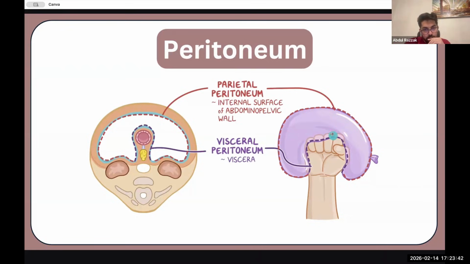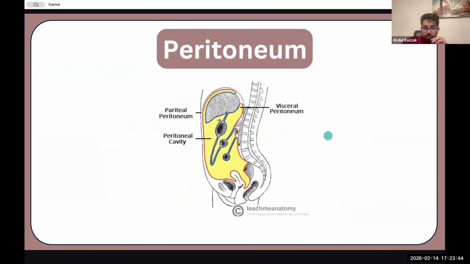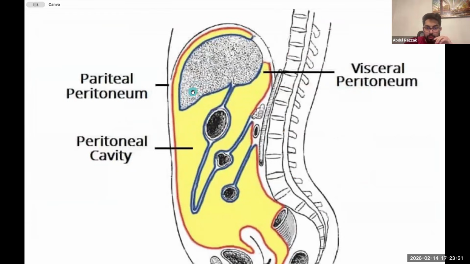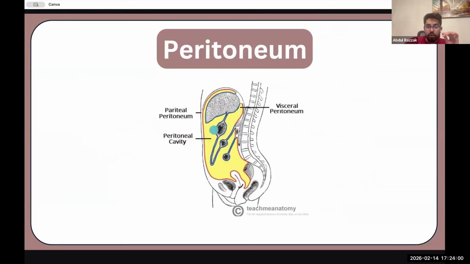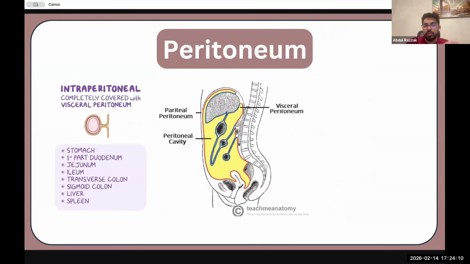Now, this is the side view of the peritoneum. As you can see, it is completely covering the abdominal organs. The blue color is indicative of the visceral peritoneum, while the red lining is indicative of the parietal peritoneum. As you can see, some organs are covered completely by peritoneum. Peritoneum is covering them all around, tamam? And these organs are called intraperitoneal organs. Intraperitoneal doesn't mean the organ is inside the peritoneum.